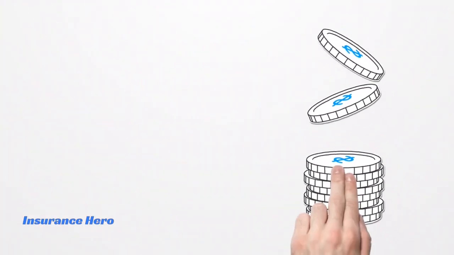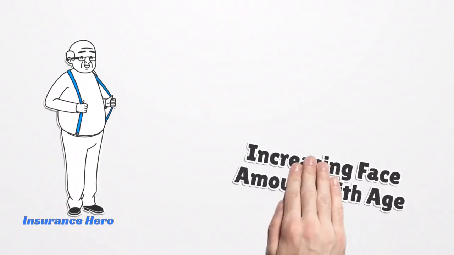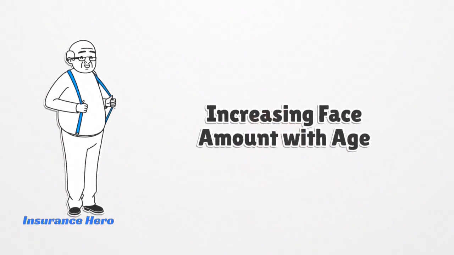There are 3 main types of term insurance: increasing term, level term, and decreasing term. With increasing term, the face amount of the policy increases as the insured gets older.